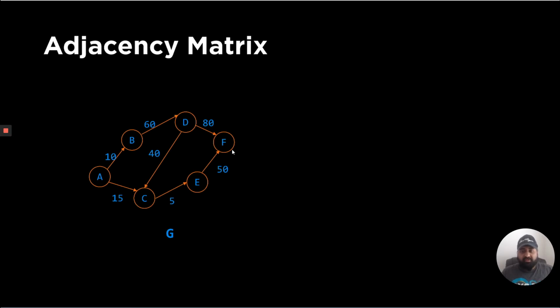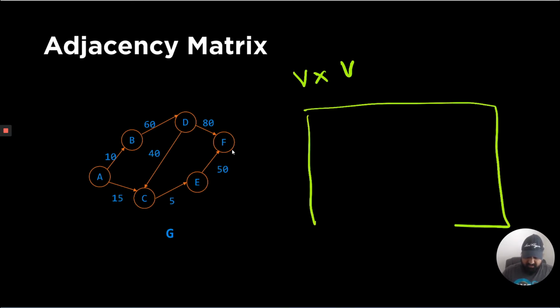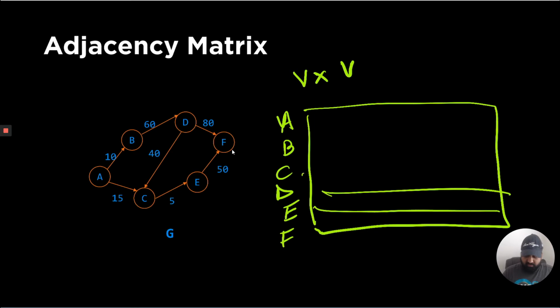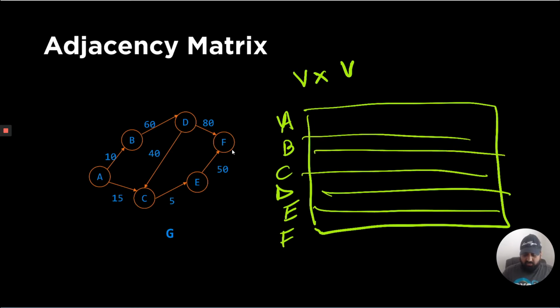Another way we can represent our graphs is by using a 2D matrix. How this basically works is we have a V cross V matrix, which is the size of the matrix. Next, each row represents a vertex. In this case, we have 6 vertices, A, B, C, D, E, and F, representing each row in the matrix. Also, each column is represented by the vertex, which is A, B, C, D, E, and F.